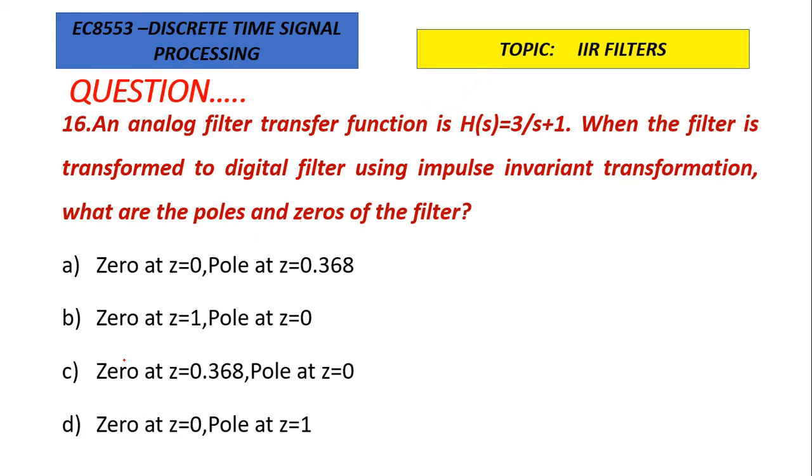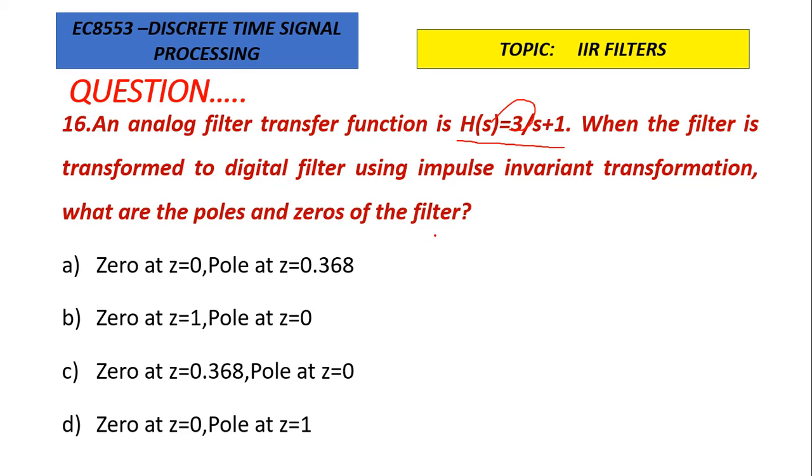An analog filter transfer function is h of s equal to 3 divided by s plus 1. When the filter is transformed to a digital filter using impulse invariant transformation, what are the poles and zeros of the filter? They are asking, it is converted to digital, and after converting, what are the poles and zeros? For this analog filter, the pole is minus 1 and there is no zero. So zero at z equal to 0 and pole at minus 1. For digital, they are asking us to find out.